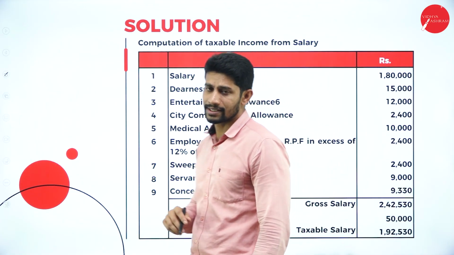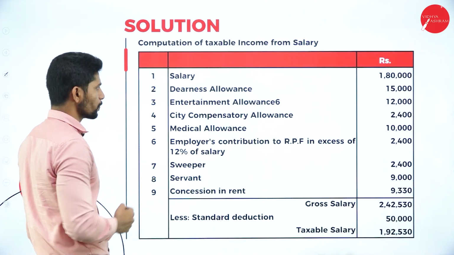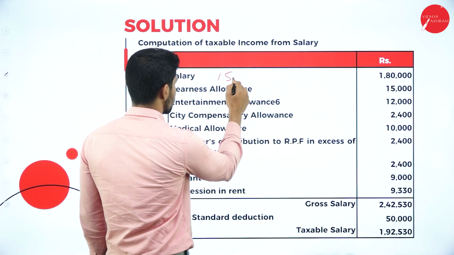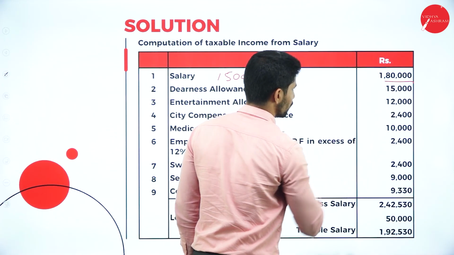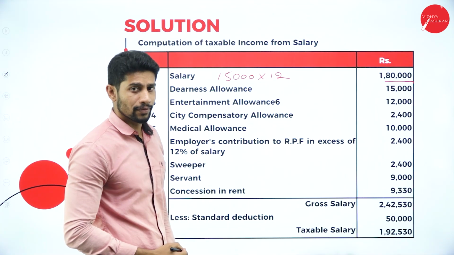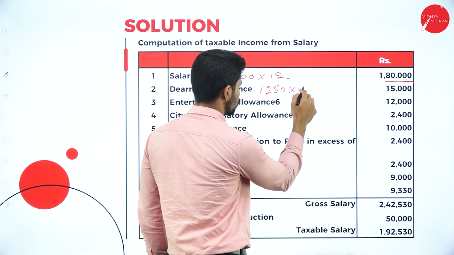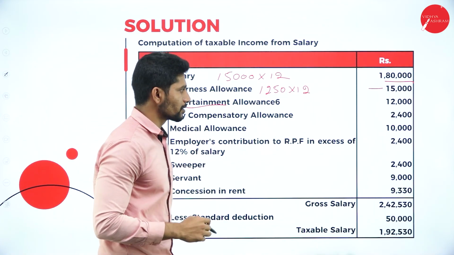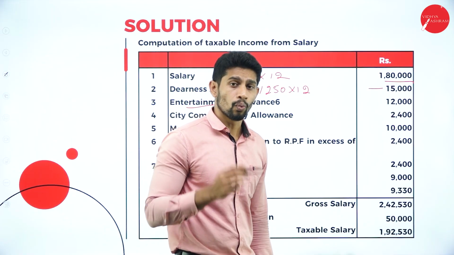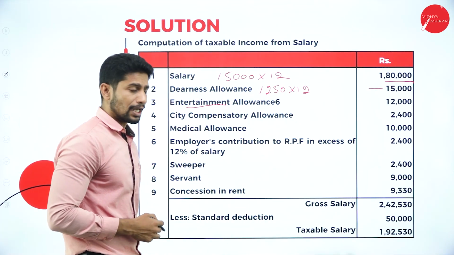Salary. So what is the basic salary given in the problem? Here you can see 15,000. If you compute 15,000 into 12 months, how much will you get? Yes, 1,20,000. Next, dearness allowance is given. How much? It is 1,250 per month into 12 months. You will get 15,000. Next, entertainment allowance is given as 1,000 per month. If you compute it, you will get 12,000.